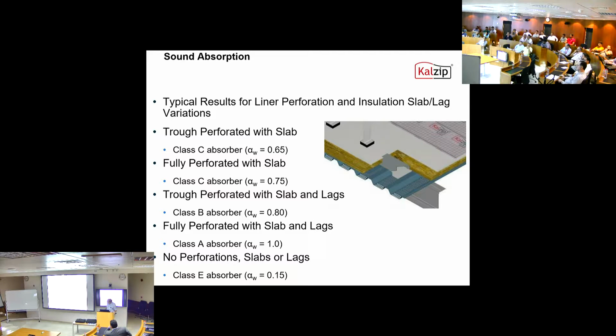Okay. These are the options we can achieve in terms of the acoustic performance. The sound absorption coefficients are here, this figure, 0.65, the Class C absorber. We can offer different components to get a 0.75 sound absorption coefficient. You can see there, with no perforations or any acoustic slab, it absorbs very little. So by introducing the perforations, we're getting some quite good sound absorption performance.